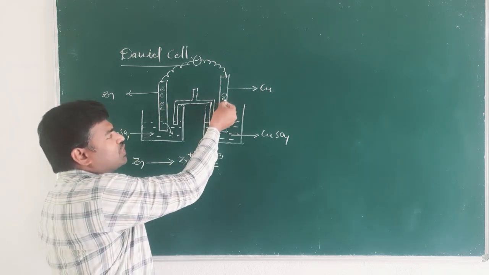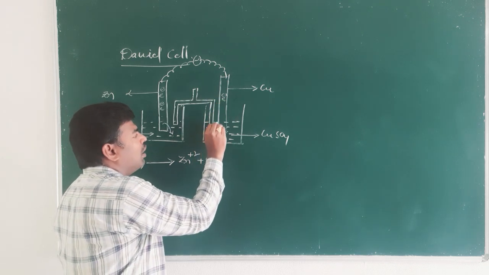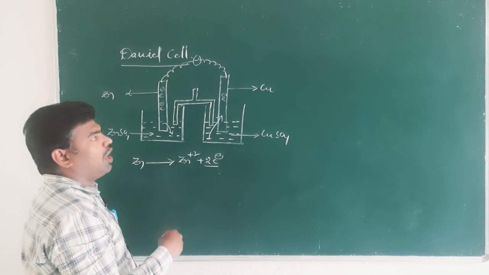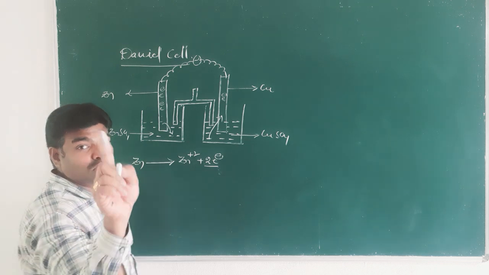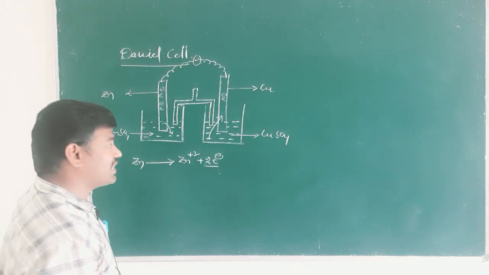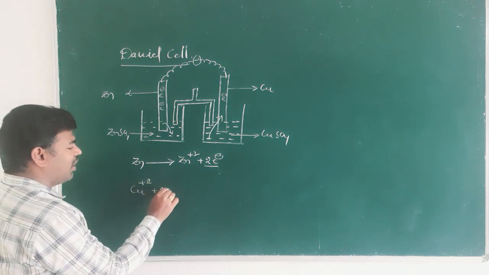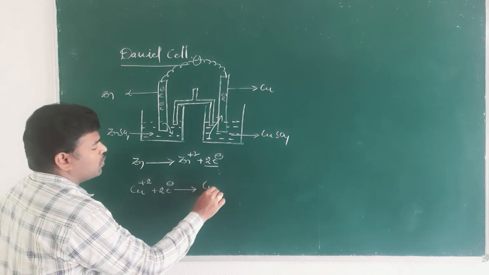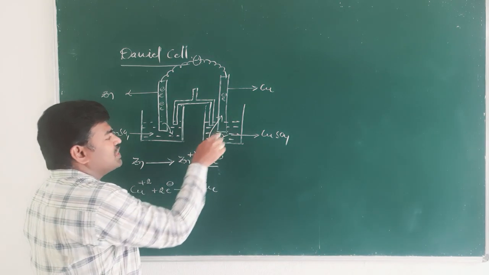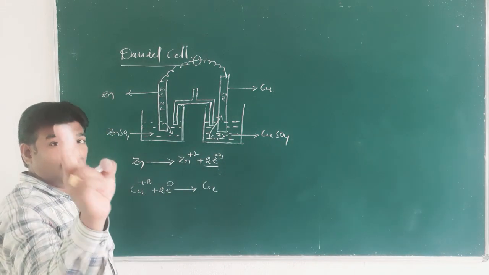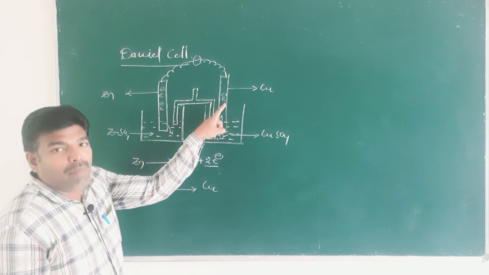So, due to the availability of electrons on the copper rod, the Cu+2 ions come onto the copper surface, gain those electrons and undergo reduction. Each Cu+2 ion gains 2 electrons and is deposited as copper on the copper rod.